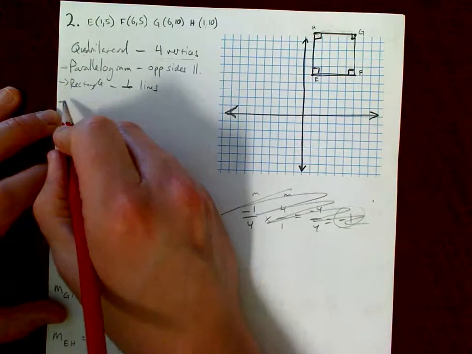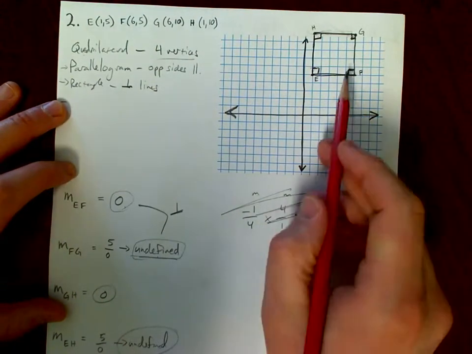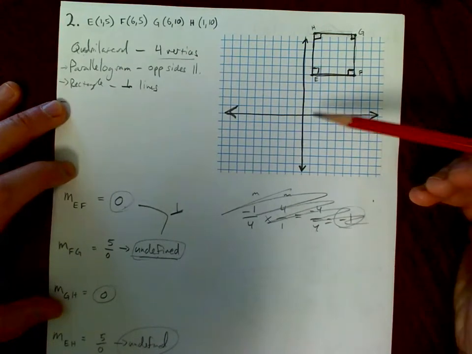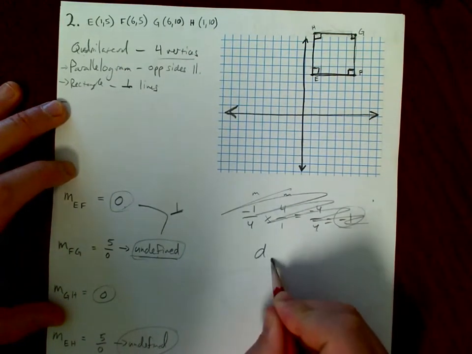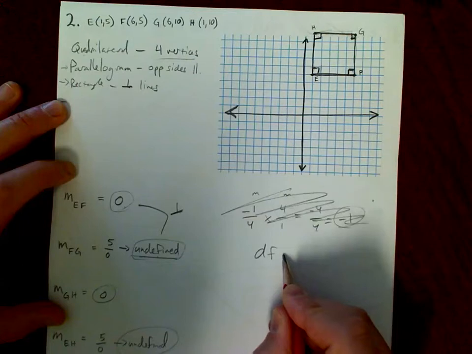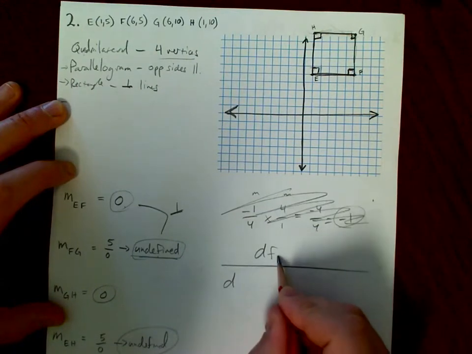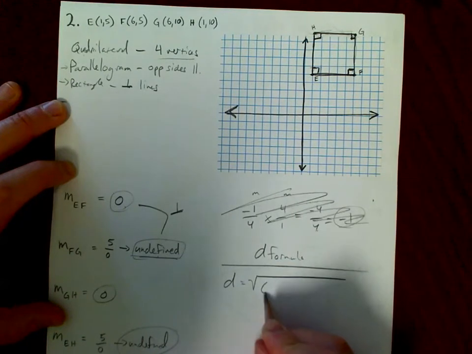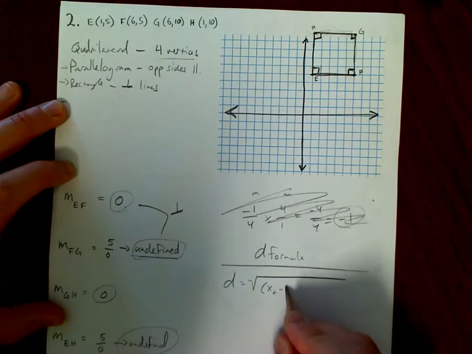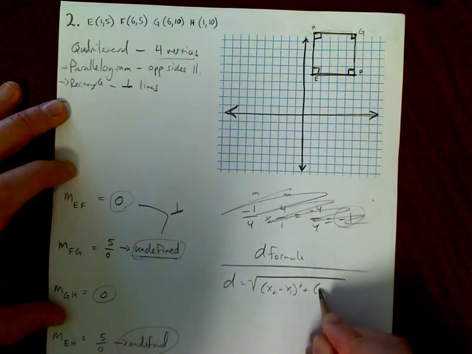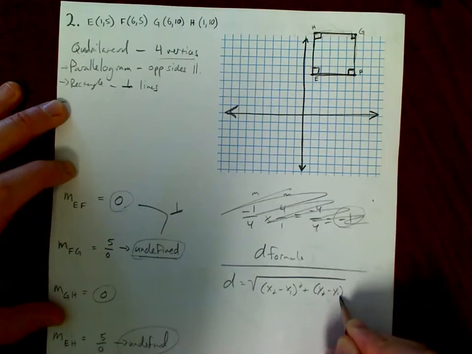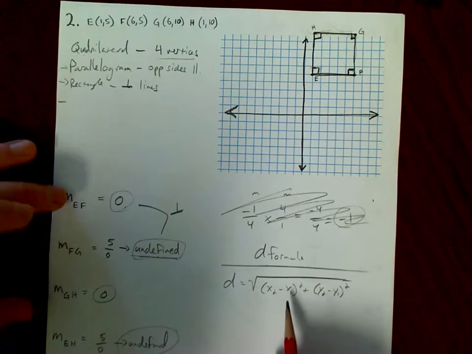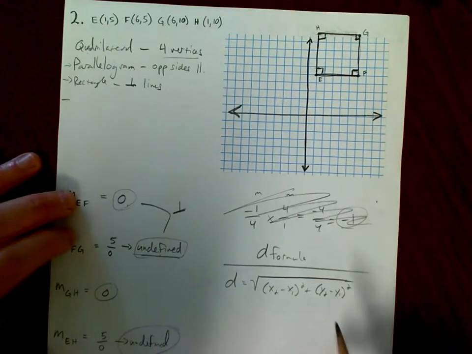Next, I'm going to see, is this thing a rhombus? So is it a rhombus? Do I have the same distance here and here? Well, we've kind of lucked out with this one. We don't have to use distance formula. So I'll write it anyways. Distance formula would be square root of x2 minus x1 squared plus y2 minus y1 squared. I'll go ahead and do it. I'll do it for EF.